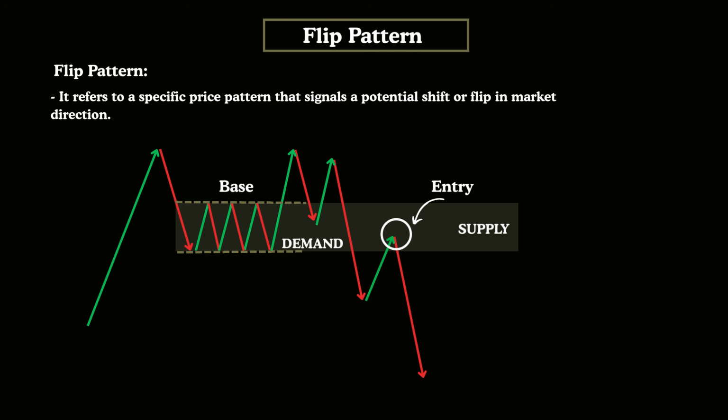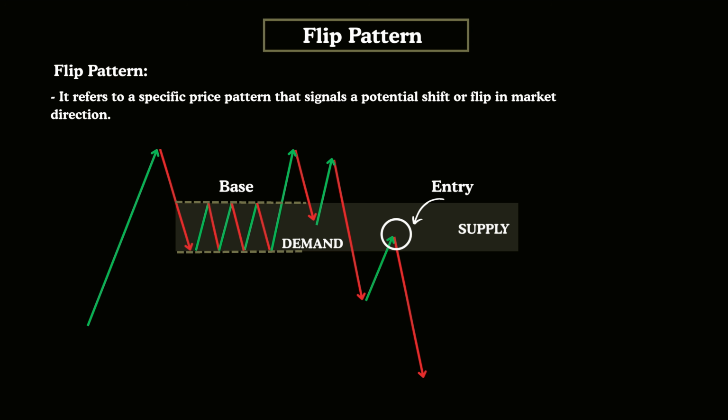Flip patterns are typically categorized into two key types. 1. Demand to supply flip. This pattern usually forms when the market is in an uptrend, printing a sequence of higher highs. Eventually, the price fails to form a new high and pulls back into the most recent demand zone. Initially, there might be a minor bullish reaction, but as selling pressure increases, price breaks below the demand zone. This signals a trend reversal from bullish to bearish.